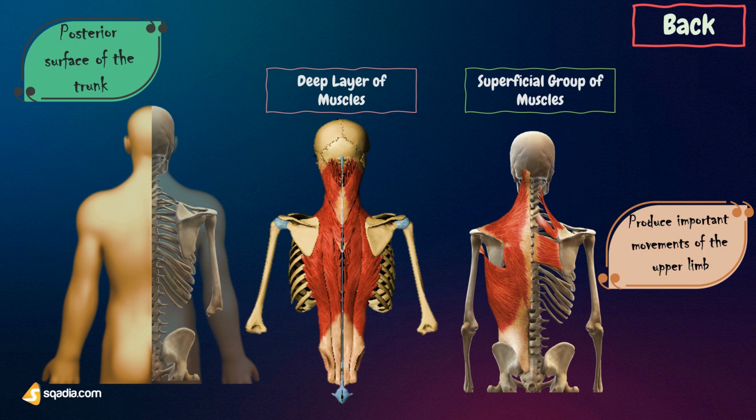The scapula and the muscles that connect the scapula to the trunk are superimposed on the upper part of the back. The upper limb muscles present on the back and in the shoulder region produce important movements of the upper limb. We will discuss the superficial group of muscles in detail in this lecture.